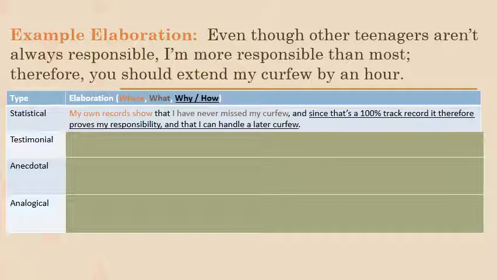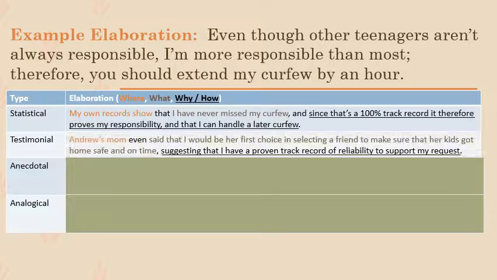If we provided testimonial evidence, then we might explain it something more like this. Andrew's mom even said that I would be her first choice in selecting a friend to make sure that her kids got home safe and on time, suggesting that I have a proven track record of reliability to support my request. So in this case, where's the evidence coming from? It's coming from Andrew's mom, who we would assume is a person of authority.